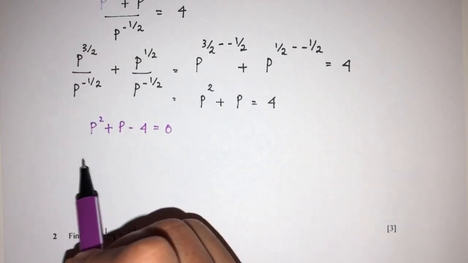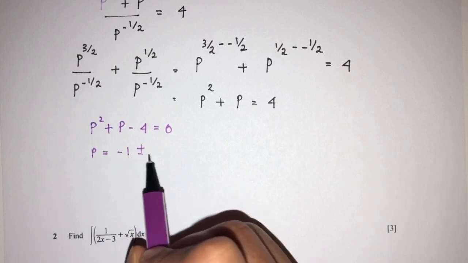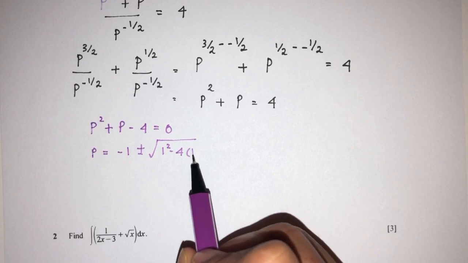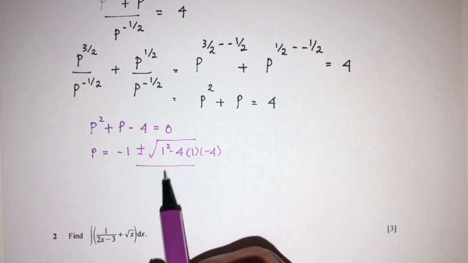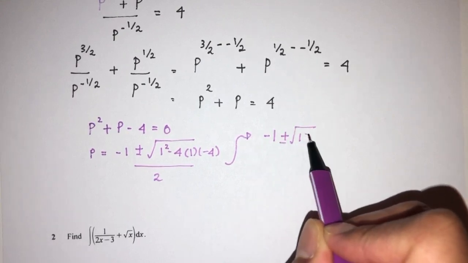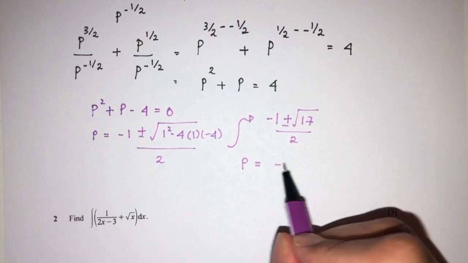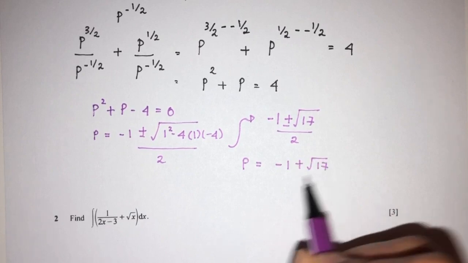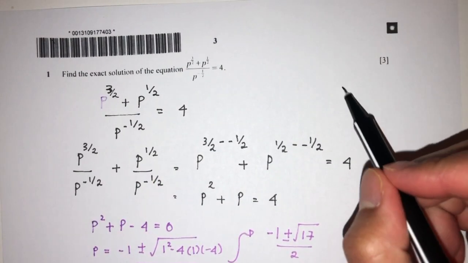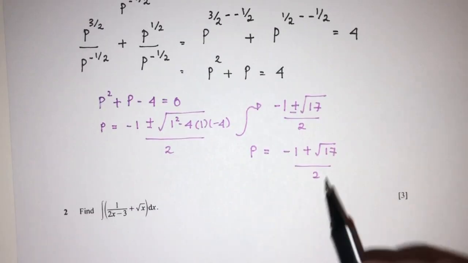Now if you solve by using the formula, P has to be minus b, which is 1, plus or minus the square root of b squared, which is 1 squared, minus 4 times a times c, divided by 2. So that should give you minus 1 plus or minus root of 17 over 2. Obviously P will have to be the positive value, as we have seen before, because the square root has to be positive. Here we have P to the power half, and we know that the square root of P has to be a positive value. This is why we choose this one as your answer for part 1.